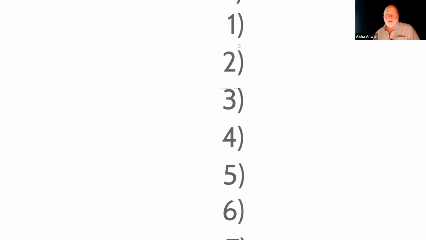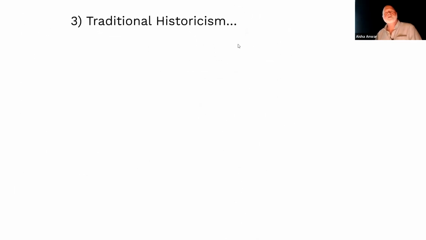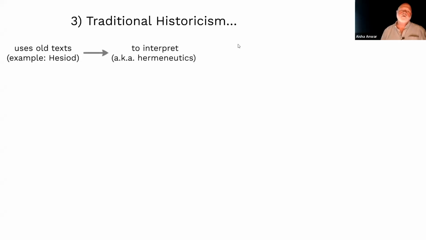And so let me just go over this, just so you understand the process. This is traditional historicism. I'm going to put it visually. I use an old text like Hesiod, which we'll be reading. He's in the reader. And what do you do with that? You use it to interpret. And interpretation has another word, which is hermeneutics. It's the science of interpretation. You use it to interpret a historical culture, like the Greek culture.